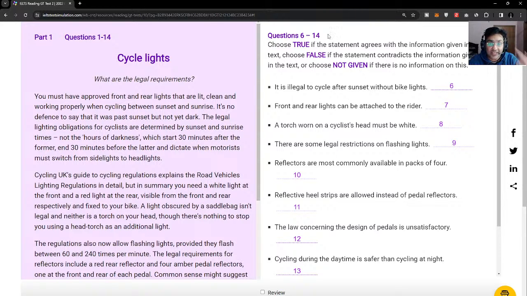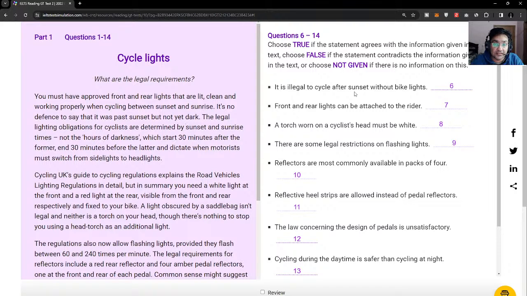It is illegal to cycle after sunset without bike lights. You must have approved front and rear lights that are lit, clean, and working properly when cycling between sunset and sunrise. It's no defense to say that it was past sunset. The legal lighting obligation for cyclists are determined by sunset and sunrise times, not the hours of darkness.